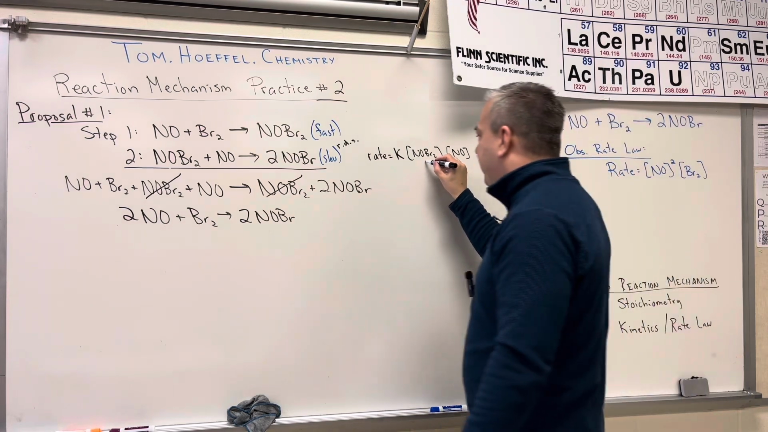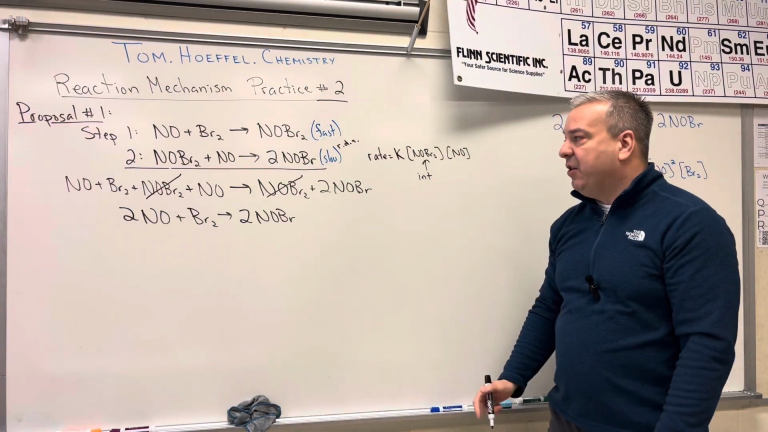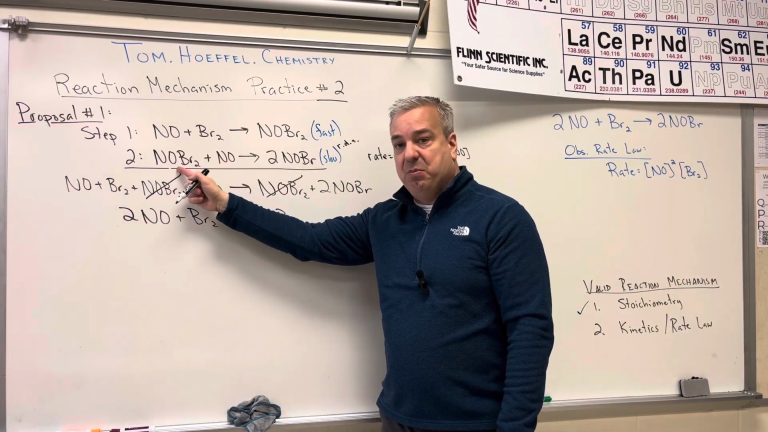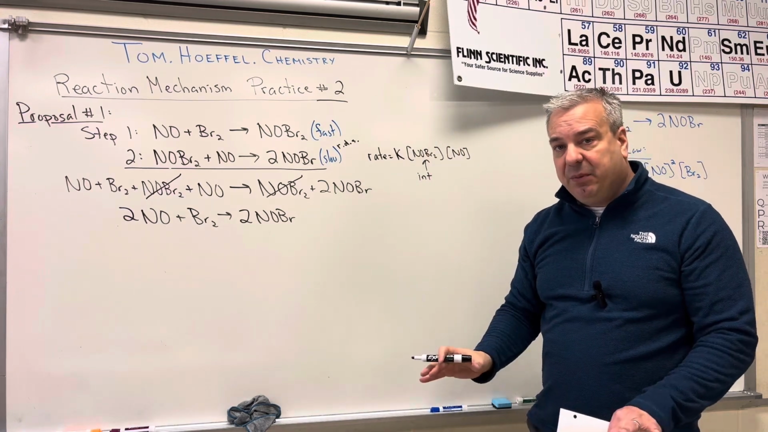And at first glance, you might say, hey, this does not match the observed rate law, but there's an issue here. And that issue is that I have an intermediate. Remember, an intermediate is something that's produced in one step and then consumed in another step. And intermediates are not allowed to be part of the rate law.